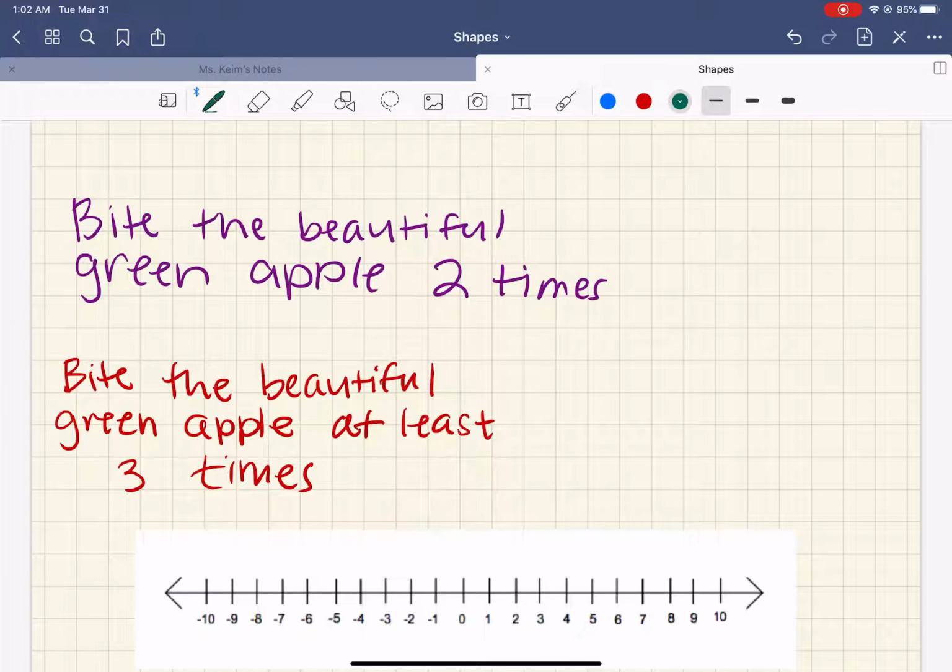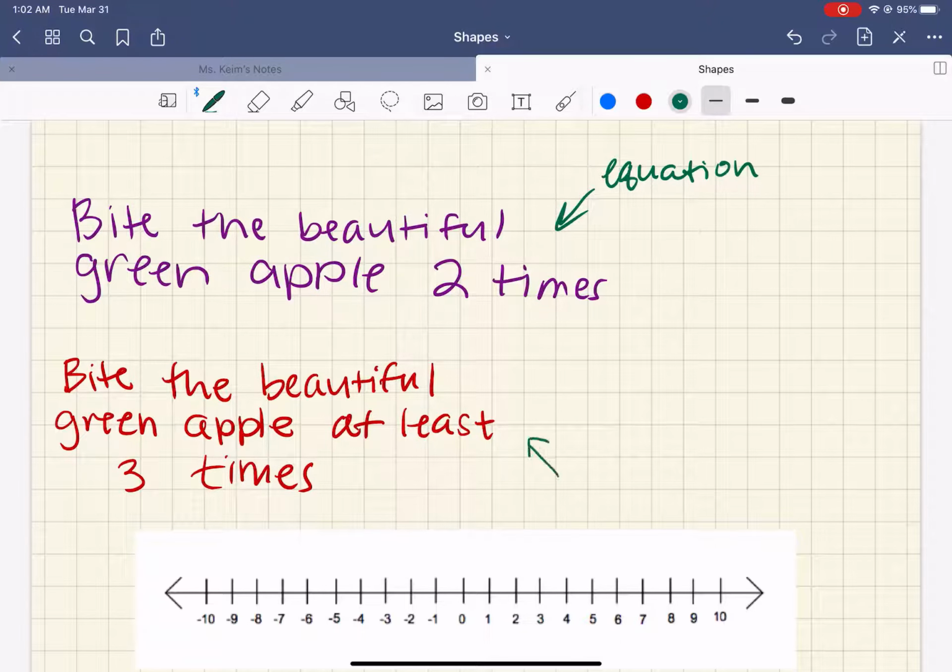Okay, let's look at the apple. When I was biting into that beautiful green apple exactly 2 times, this situation is represented by an equation because I was giving exact directions. There's only one number that would satisfy this situation. For me to bite the green apple 2 times, I have to bite it 2 times. I can't bite it 3 times. I can't bite it 1 time. I have to bite it 2 times.